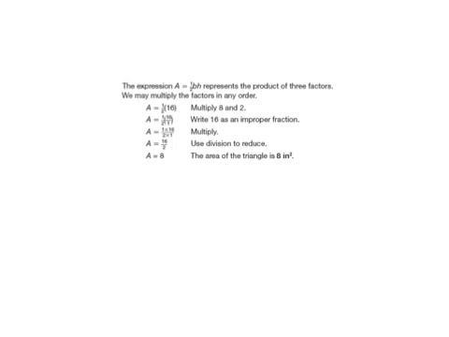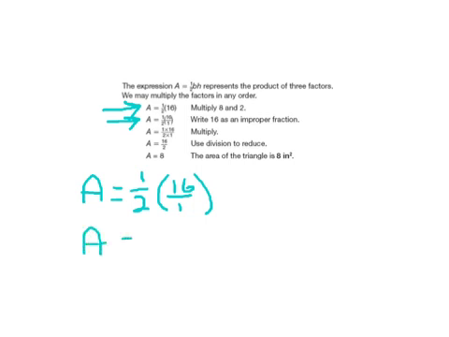Okay, so we've already gotten to this step right here. We did that on the last slide. So we're at area equals 1/2 times 16. But the next step is to write the 16 as an improper fraction. So even though they have it written there, I'm going to go ahead and write it down here so you can see a little more clearly. So A equals 1/2 times, remember parentheses means times, 16 over 1. So now I just multiply those out.